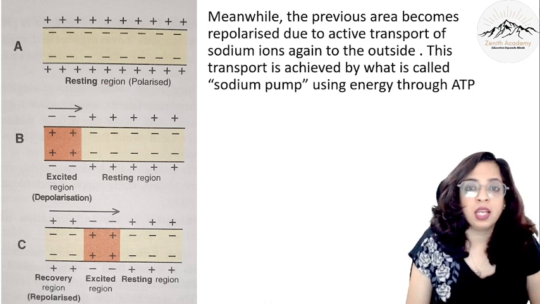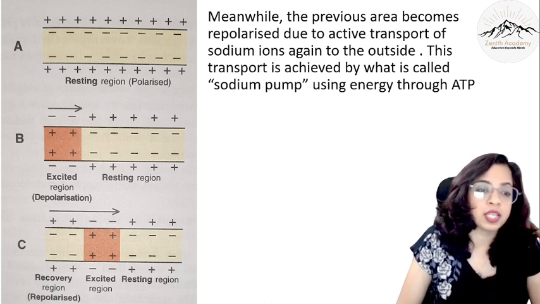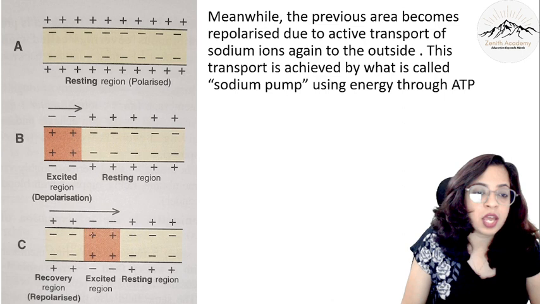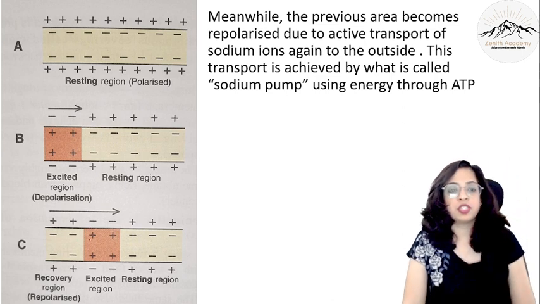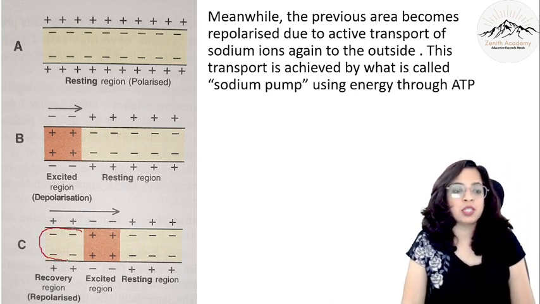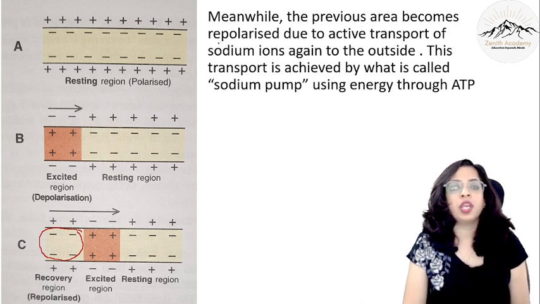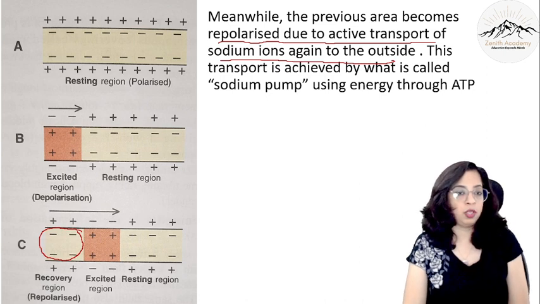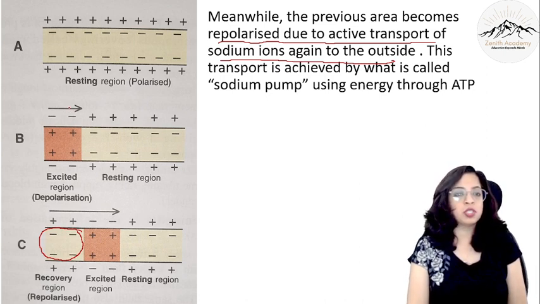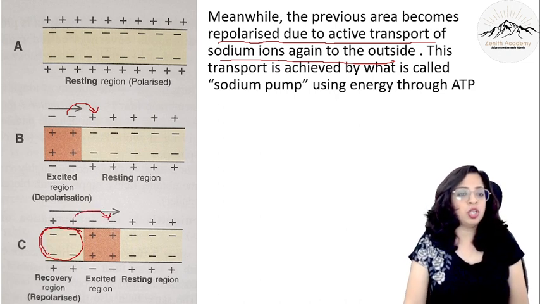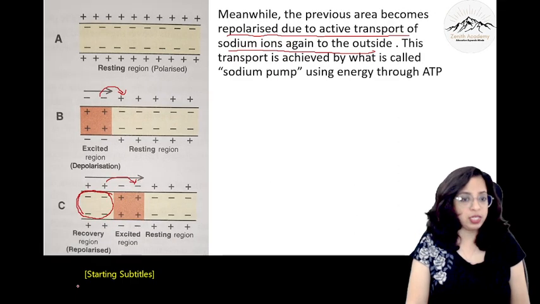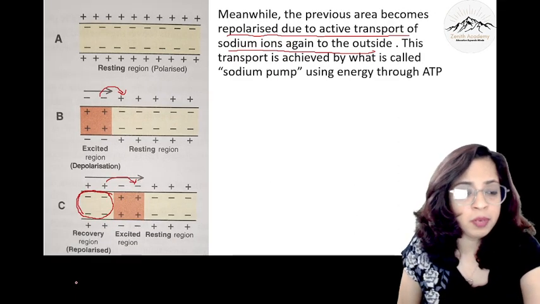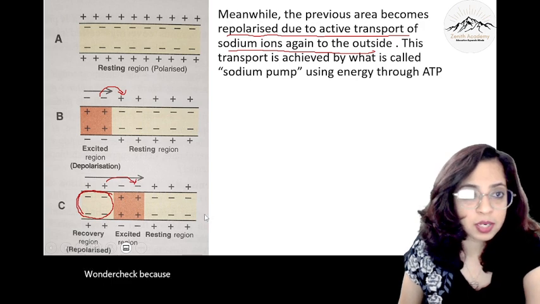Now meanwhile, the previous area becomes repolarized. This shifts ahead, and the previous area becomes repolarized due to active transport of sodium ions again to the outside. After some time, the impulse passes ahead, and this portion becomes repolarized.